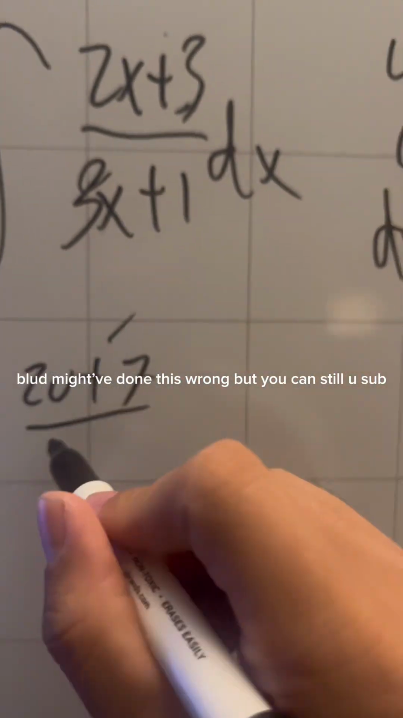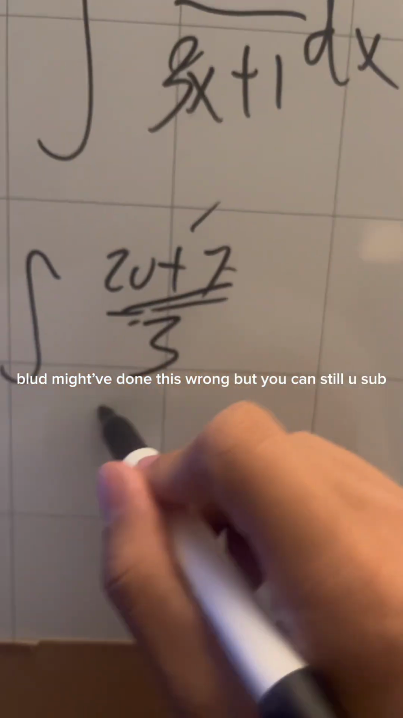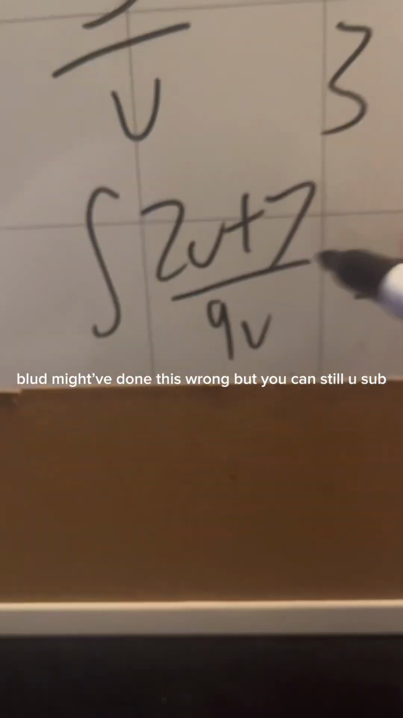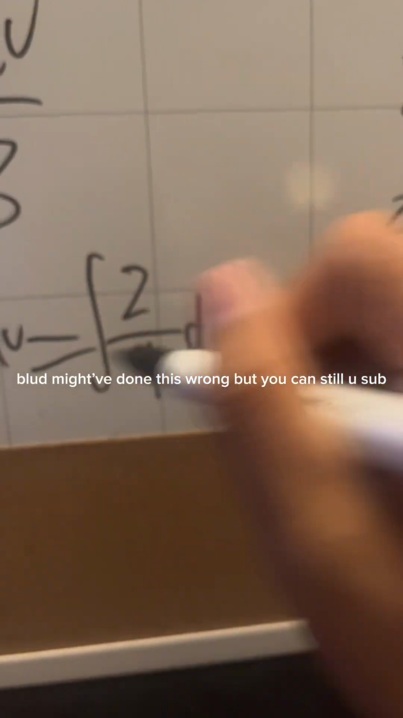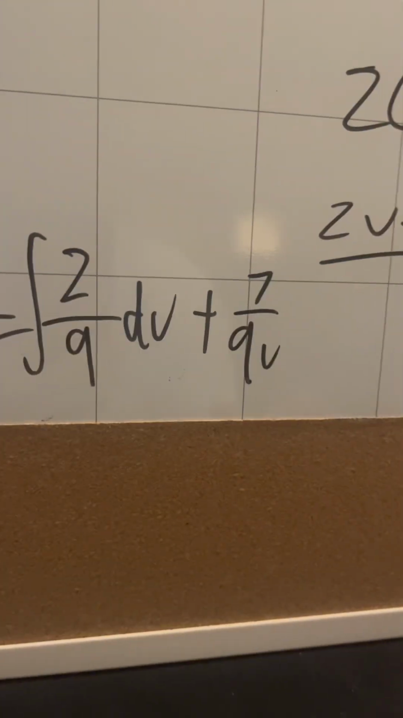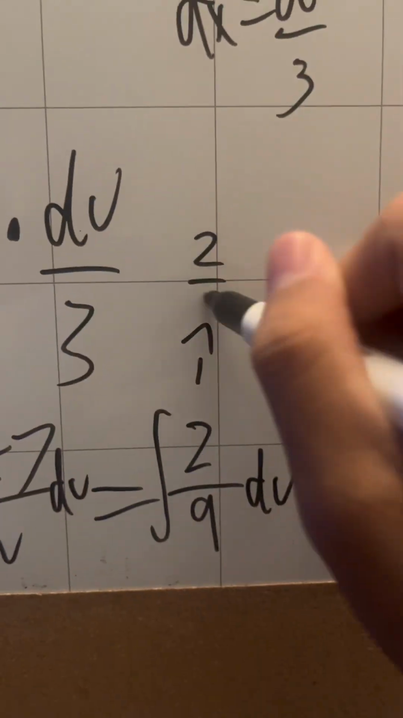I'm gonna plug this back into here. So 2u equals 7 over 3u, divided by u times du over 3. And we simplify, we get 2 over 9u plus 7 over 9u. Right? Yes, yes. This is right. And then we solve this one. Equal to 2 over 9u. And this one.